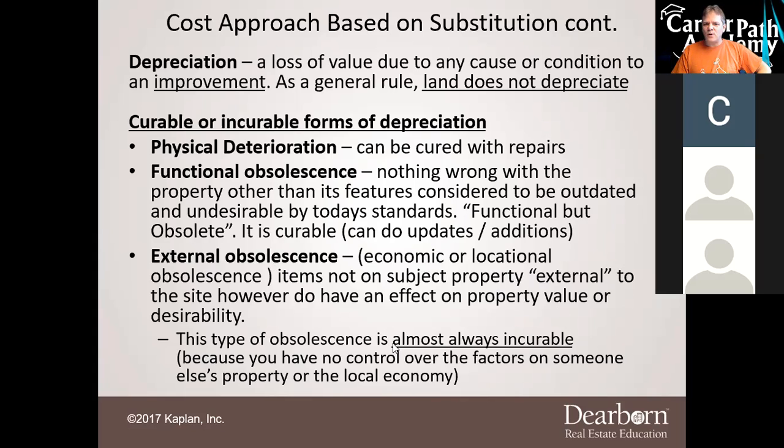This type of obsolescence, however, is almost always incurable because you have no control over what's going on in other people's properties or in the area. So which type of obsolescence is almost always incurable? External. All right, so now you know that for exams. Functional and external, you'll get on exams. You need to know what they are, and you need to know which one is not curable, usually. External.